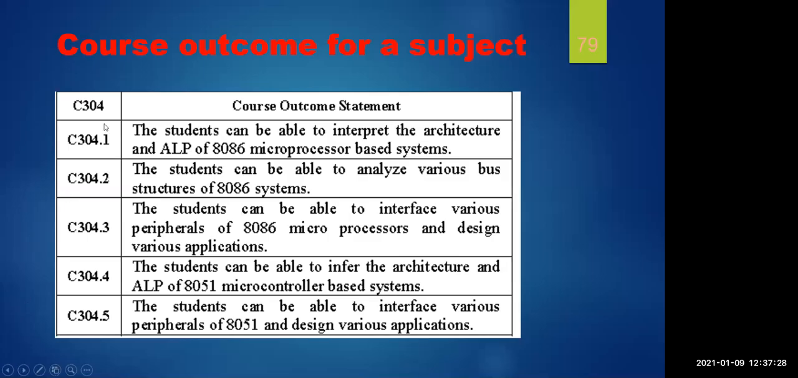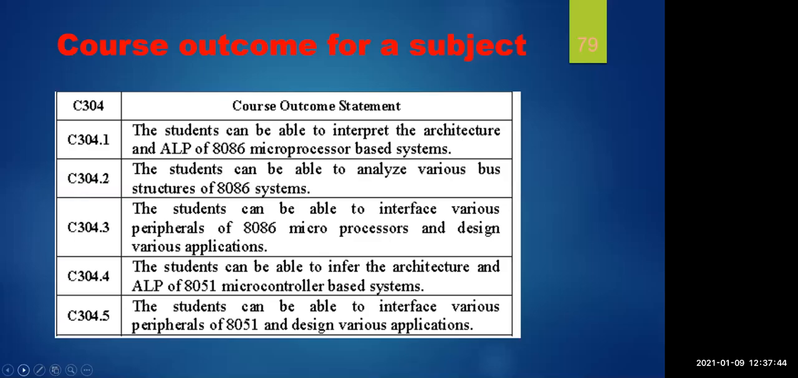Suppose students are getting more marks in CO1 and CO2, but in this particular area they are very poor, it means we have to improve ourselves. So the CO outcome will improve where you get the feedback, and we have to see how the teaching methodology can be improved. That is what the CO outcome is.